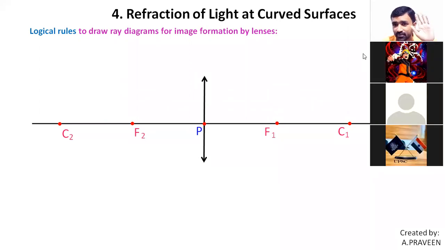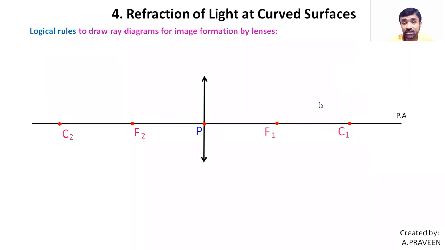Is it clear? Don't change the gap here. 4 centimeters, 4 centimeters between any two. C to F2, same, it's beside only. F2 to P, 4. P to F1, 4. F1 to C1, same. P to C1, 8. P to C2, 8. No change in the gap. On every side you will measure the same gaps, right? So this is the logical thing.